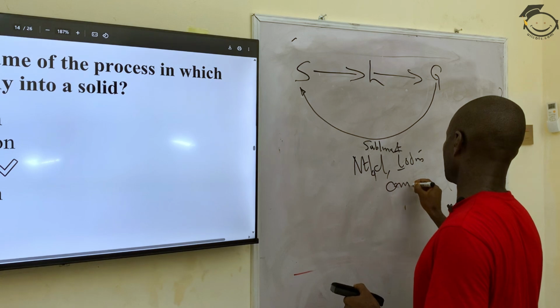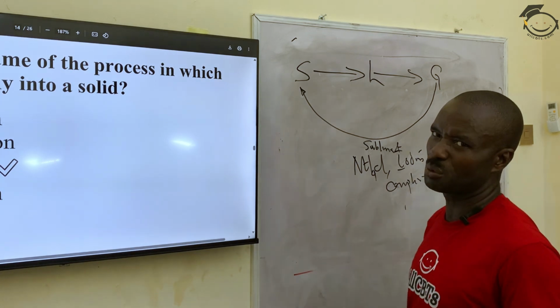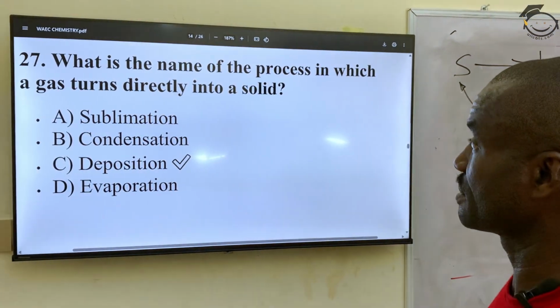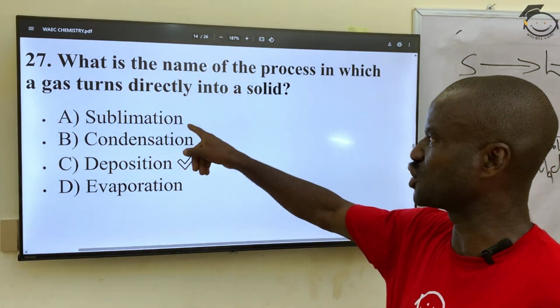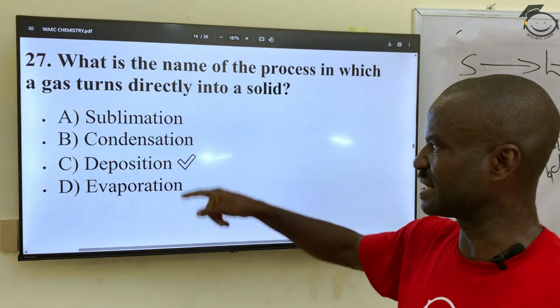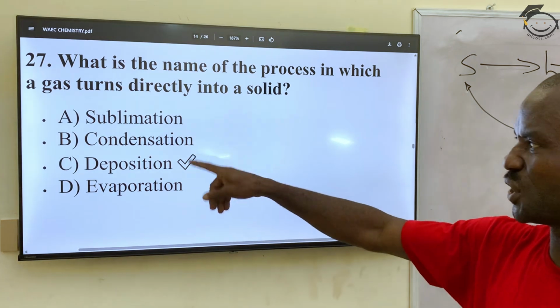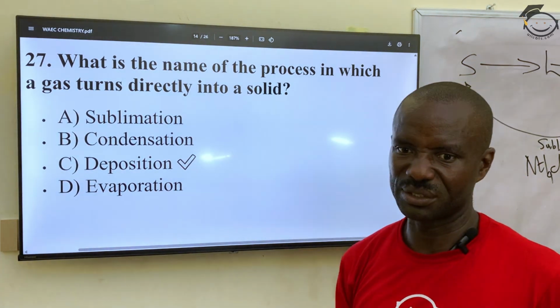Even camphor. You can see many of us use camphor in our wardrobe. We place some camphor and the thing disappears. You don't know where it goes. That is sublimation. The correct answer is sublimation and not condensation, not deposition, not evaporation. Sorry for that error. So the correct answer is sublimation.